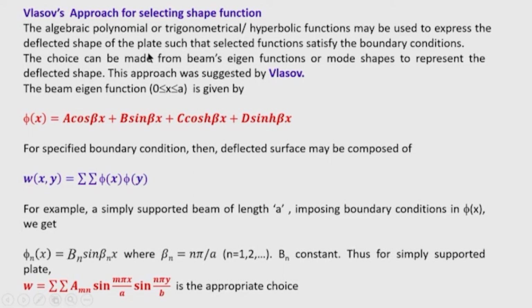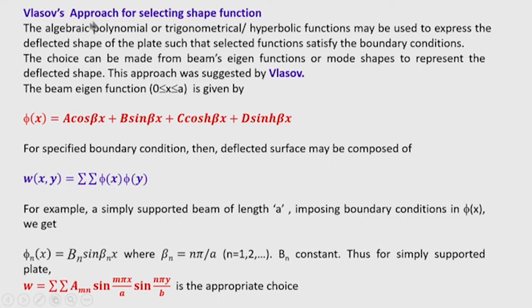Now, the eigenfunction method used in choosing the deflected shape of the plate in formulating the problem using the Rayleigh-Ritz method was first proposed by Vlasov. Therefore, this approach is sometimes known as Vlasov's method. Now, it is argued that the eigenfunctions are the functions which satisfy exactly the boundary conditions of the beam. Then if it is taken properly, it can represent the exact solution of the plate problem.